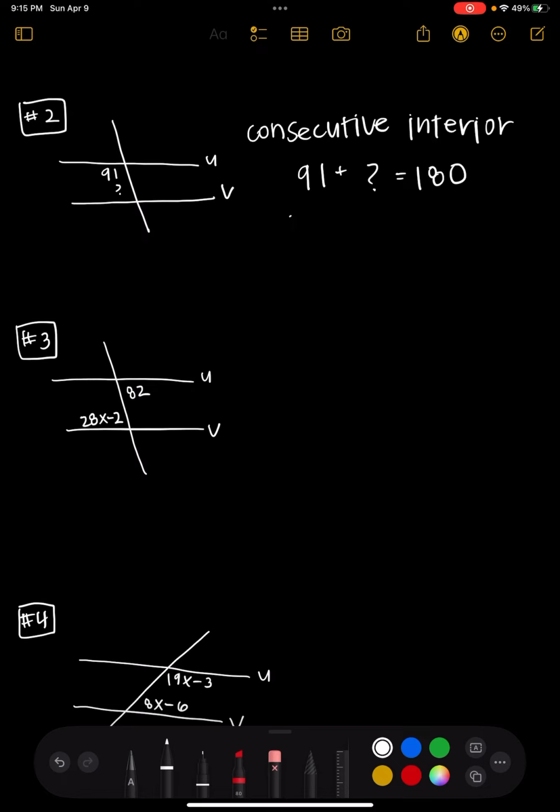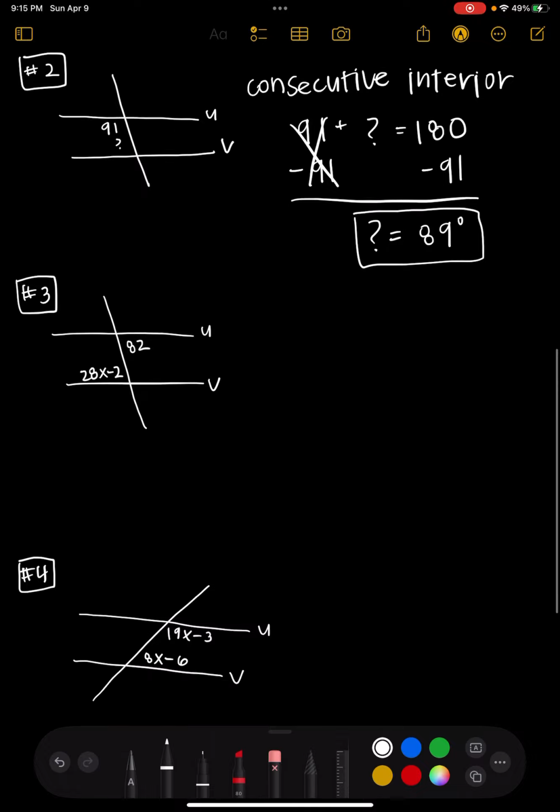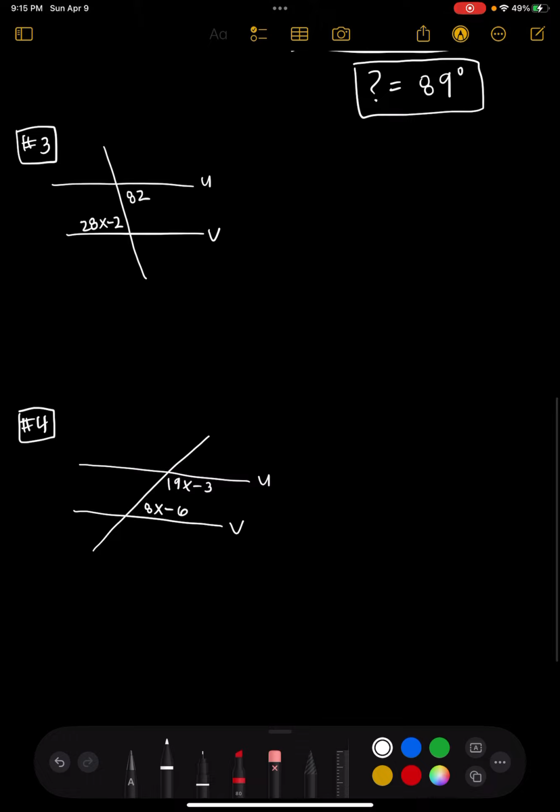To solve for the question mark, I'm going to subtract 91 from each side. The 91s cancel out over here, and we're just left with the question mark, and that is equal to 89. And so we know that in order for those lines to be parallel, the question mark has to be 89 degrees. All right, and then the last two examples, we're going to do the same thing, but instead of solving for a question mark, we're solving for X.